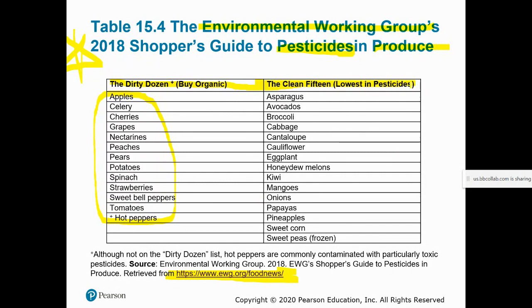Whereas on the right side, they call this the Clean 15 list. These are the foods that, even if they're grown under conventional methods and are exposed to pesticides, the amount of pesticide that remains on the food is relatively low. So you can still buy these foods not organic and probably save yourself a little money and still not have to worry too much about your exposure to the pesticide. So: asparagus, avocado, broccoli, cabbage, cantaloupe, cauliflower, eggplant, honeydew melon, kiwi, mango, onion, papaya, pineapple, sweet corn, and sweet peas. I think this is just a really helpful shopping guide.